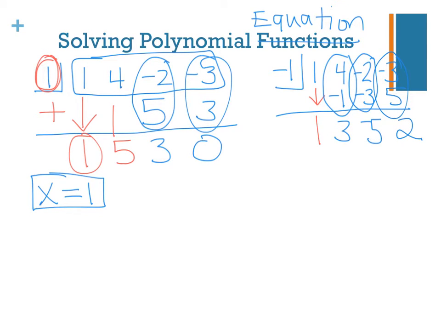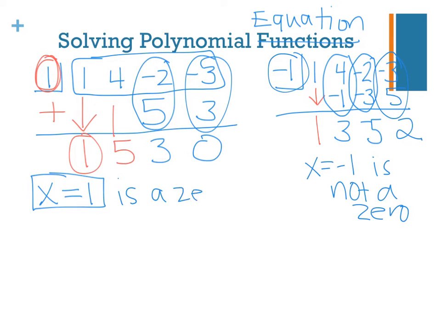So I know, since my remainder is not equal to 0, that x equals negative 1 is not a zero. Again, the reason why I said x equals 1 is a zero is because this remainder here was equal to 0 when I carried out the synthetic division. Now I'm going to check the other 2 rational zeros that we came up with on the last slide, which is 3 and negative 3.